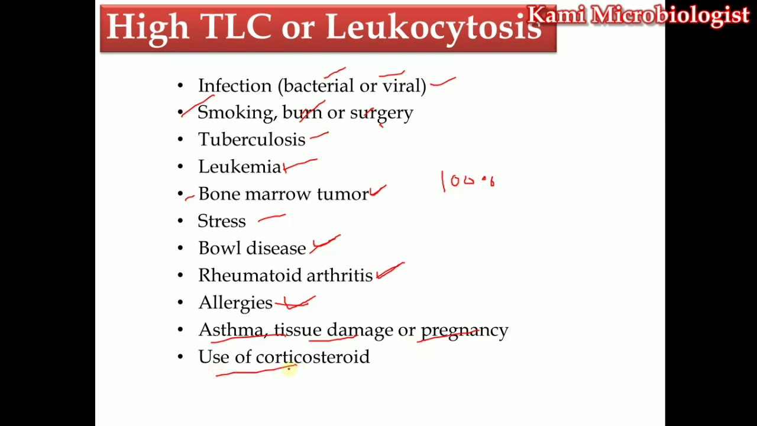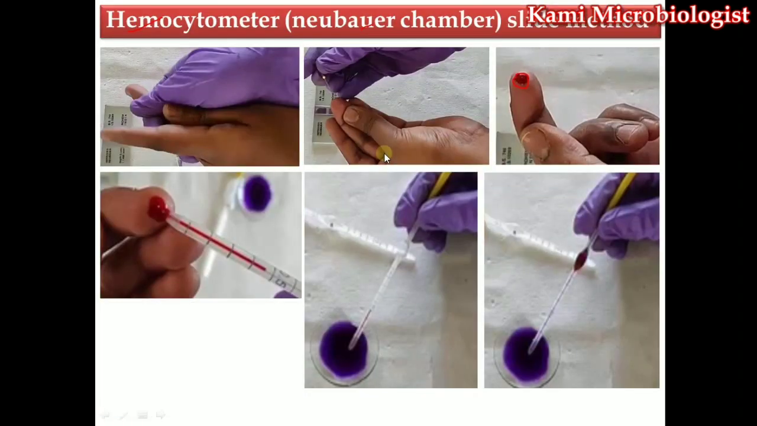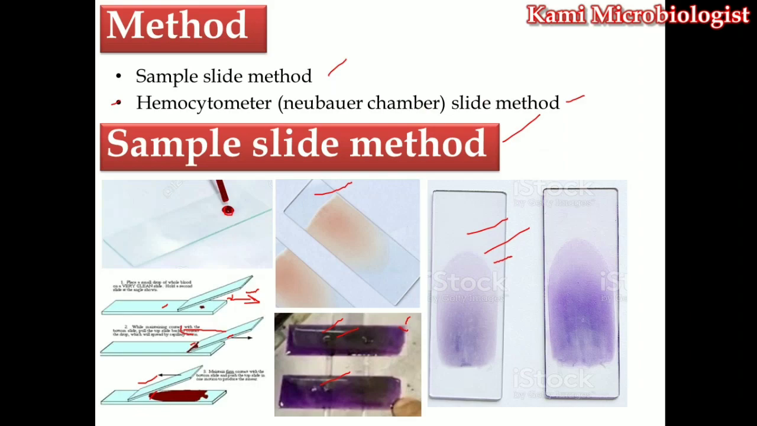In case of corticosteroids, we better know that we mostly use corticosteroids to boost the immune system. So if we use corticosteroids a lot for a long period of time, WBC will increase and it can cause leukocytosis. So this is all about the TLC. I hope you guys get an idea about that. Thanks for watching.